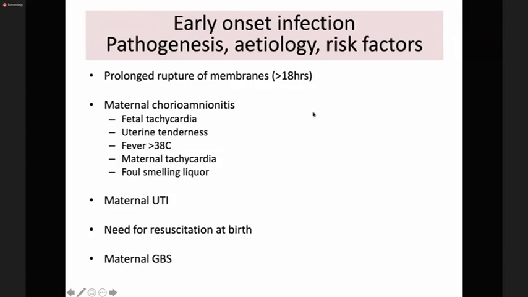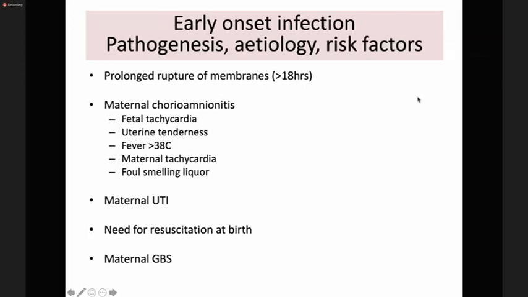Okay, someone has asked, what does prolonged rupture of membranes mean? It means the baby should be delivered soon after the membranes rupture. So the longer it takes, the higher the risk, right? Some books say there is a significant risk when it's more than 18 hours. Some say it is more than 24 hours, but usually we take the lower number. And if there is membrane rupture for more than 18 hours, it is taken as prolonged rupture.